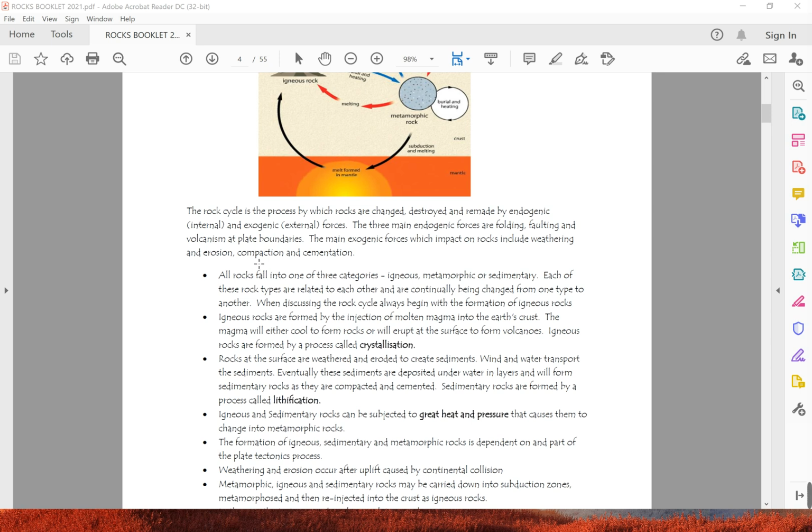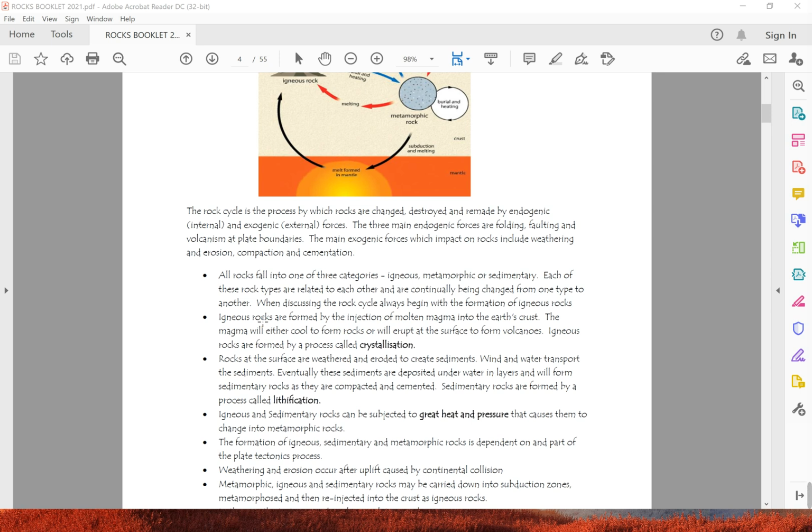So all rocks fall into one of 3 categories: igneous, metamorphic, or sedimentary. Each of these rock types are related to each other and they're continually being changed from one type to another. So that's what I said, like sedimentary can become metamorphic, metamorphic can become igneous, etc. When discussing the rock cycle, always begin with the formation of igneous rocks. Now that's not like a rule of the universe, it's just easier to start that way. So igneous rocks are formed by the injection of molten magma into the crust. So just magma moving into the crust. The magma will either cool to form rocks or will erupt at the surface to form volcanoes.